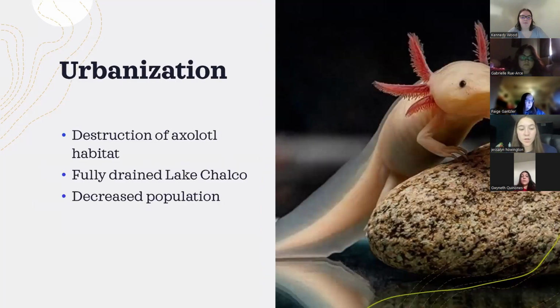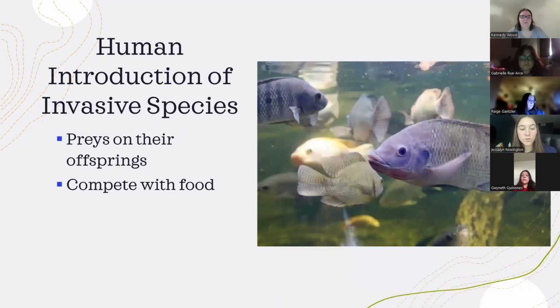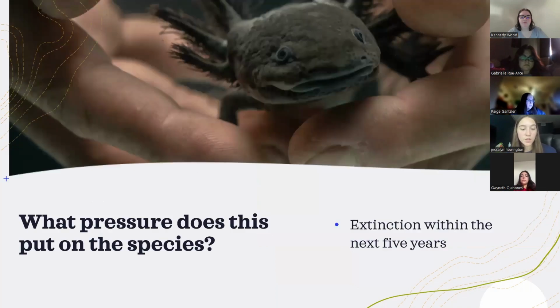Due to urban development, axolotls have had a significant decrease in population. Lake Chalco was another natural habitat, but it was fully drained, leaving them with only one habitat. Another reason for the decrease in axolotl population is the introduction of invasive species such as the tilapia. They were introduced by humans and tend to be more aggressive, compete for food, and prey on their offspring. If these anthropogenic activities caused by humans increase, this could lead to extinction in just 5 years.